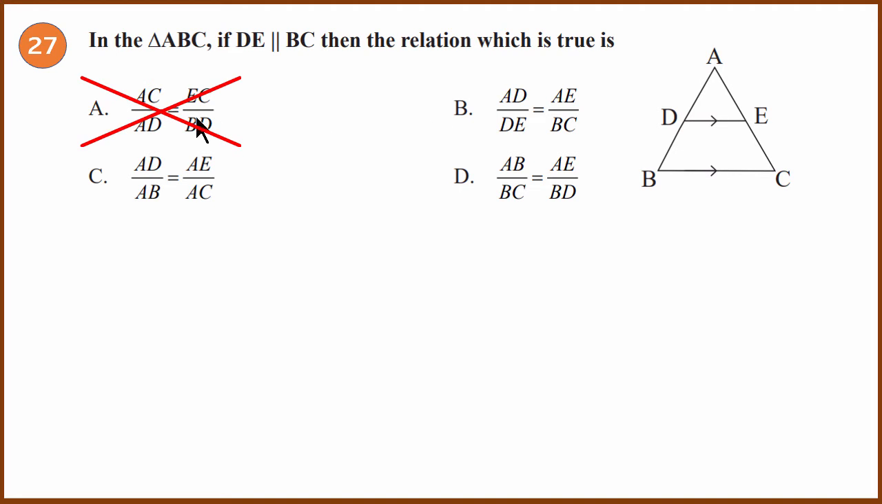So A option is not correct. If we see B, what happens? AD divided by DE. Same triangle. Hence that is not possible. So this is also not an option. Third one, AD divided by AB equals AE divided by AC. ADE, ABC are similar triangles. Hence, AD divided by AB is same as AE divided by AC. So option C is correct.